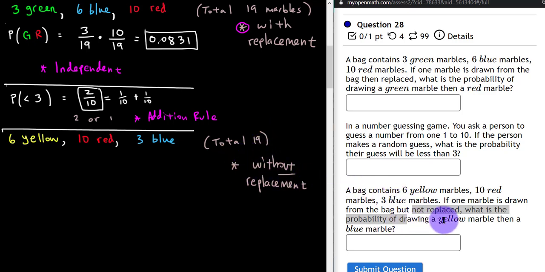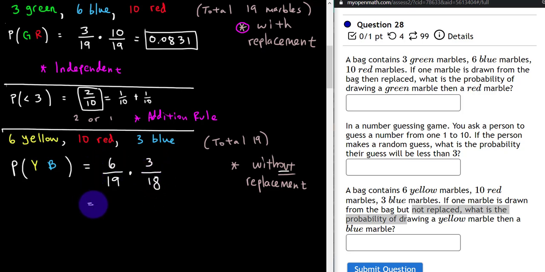And we want the probability of a yellow marble, then a blue marble. Okay, we know that there are 19 marbles to work with from the beginning, and 6 of them are yellow. Now, a second marble is being chosen, but that yellow marble has been thrown out the window. So there is no longer 19 marbles in the mix. There is now 18 marbles in the mix. That's this without replacement business. But how many of those 18 are blue? 3.